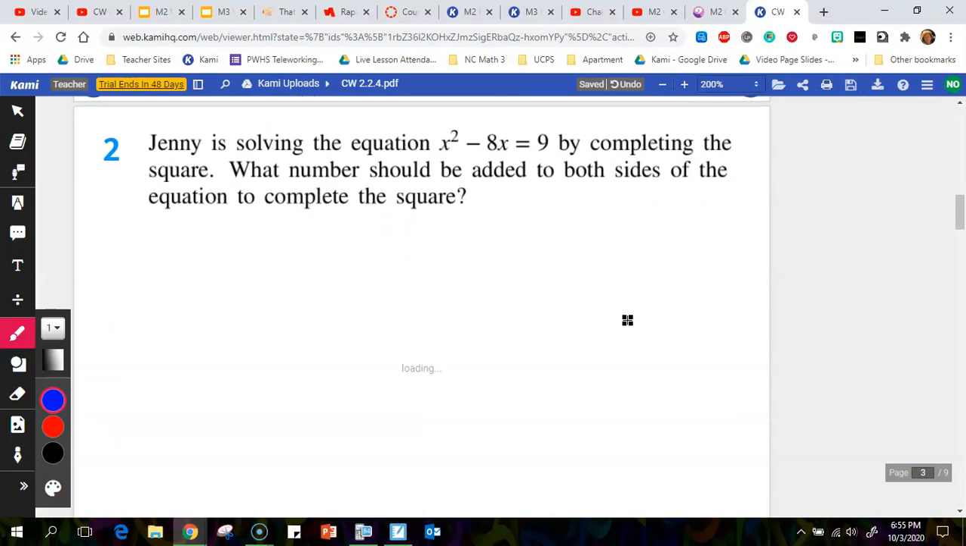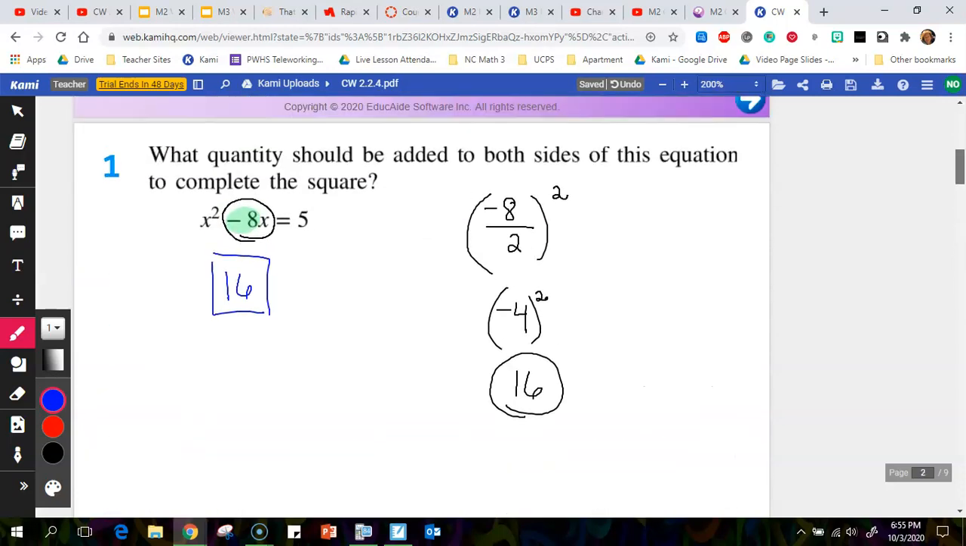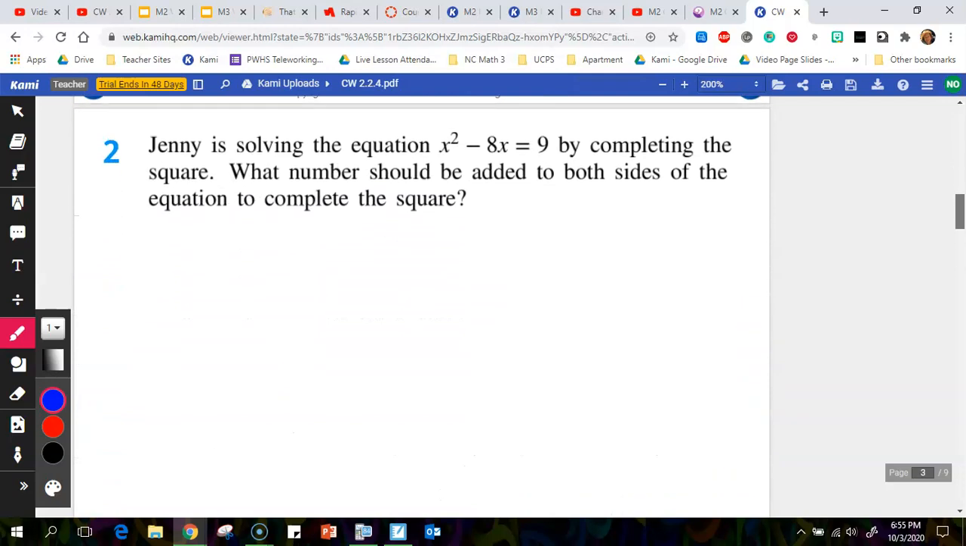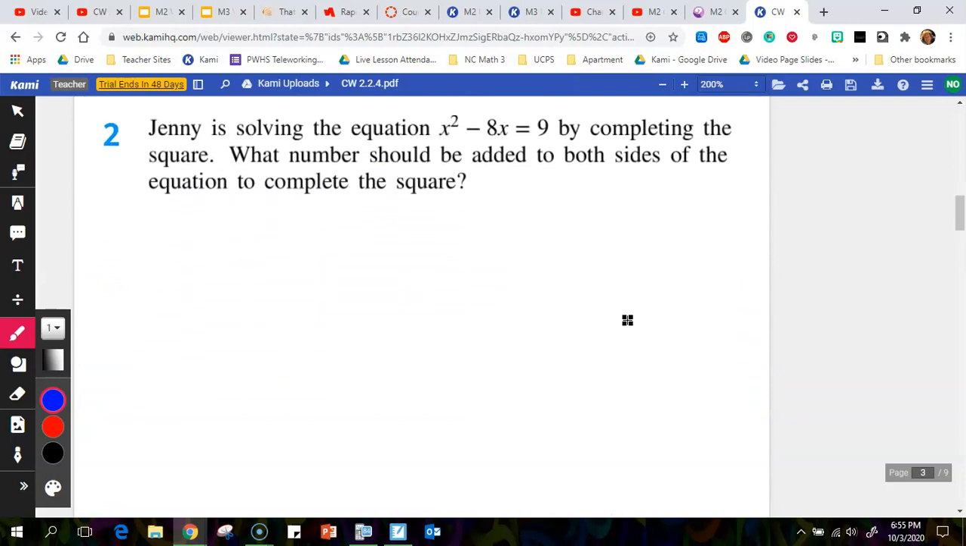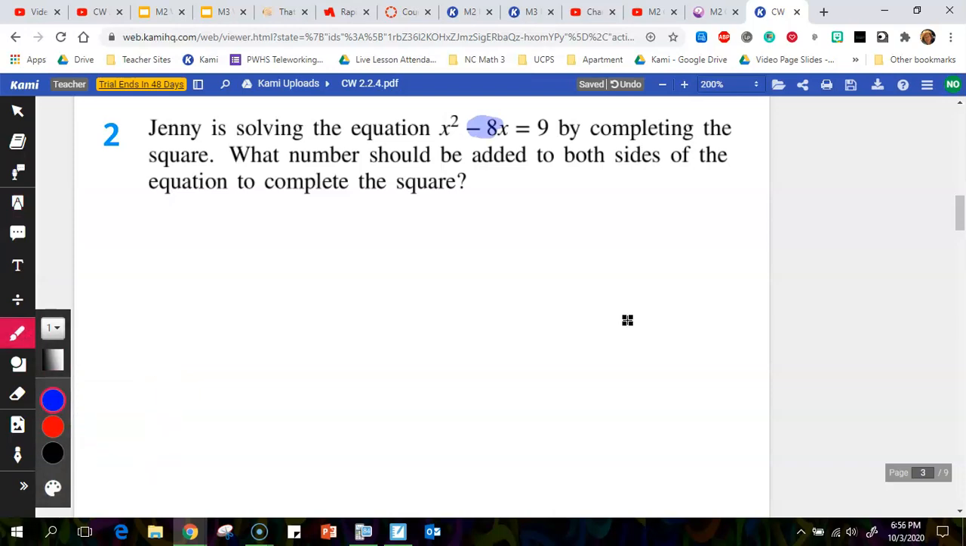Okay. This is sort of the same type of problem. It says Jenny is solving the equation, and she's got her x squared term, and her x term is negative 8x. Well, guess what? That's the exact same problem. It's just asking you in a word problem, what number should she add to both sides? We just did that one. So again, we look at this term right here. We divide it by 2, negative 8 divided by 2, and then we square that number. So again, we would add 16 to both sides, and that's the answer there. We're not trying to solve the equation. They're just asking us what number we would add.